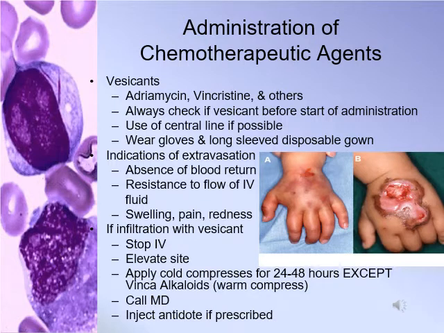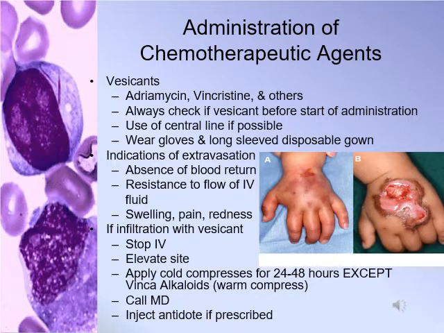So most chemo agents, and especially if they are a vesicant, wouldn't be allowed to be given peripherally. So typically, if patients are undergoing chemotherapy, they're going to have more long-term treatment, up to 6 months to a year or longer. They would typically have an implanted port placed, and we would be accessing that central line for their medication management. Some of the vesicants listed you'll see, adriamycin, vincristine, there are others. Again, we would always verify if it was a vesicant before starting administration. We will use the central line if possible.